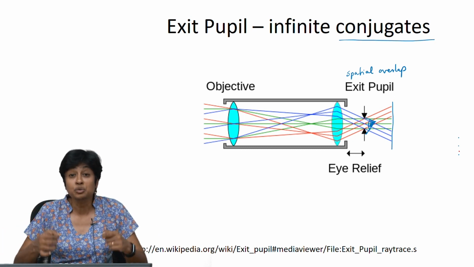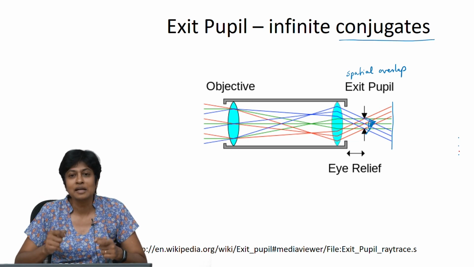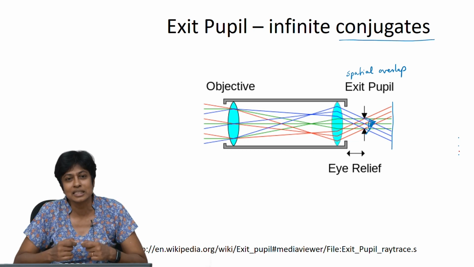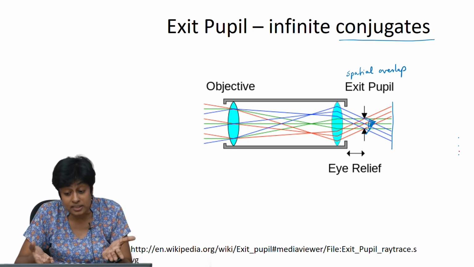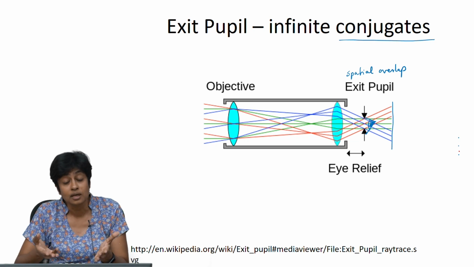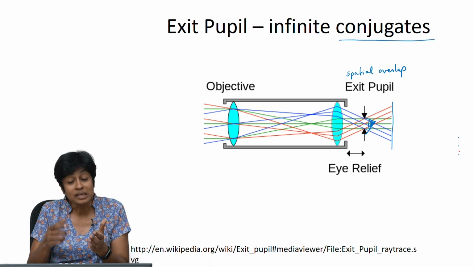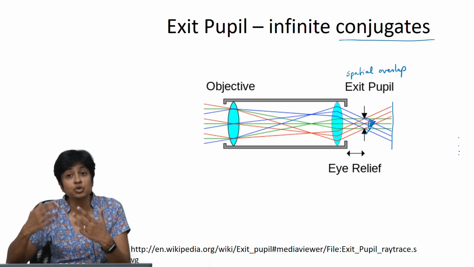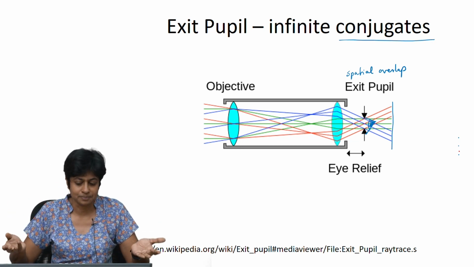If, however, you need access to a pupil, then that pupil must lie outside the system, and this is something you must take into account when you are designing your optical system. So in this case, if this was part of a telescope, for example, you would need the exit pupil to lie outside so that you could view the final image with your own eyes.